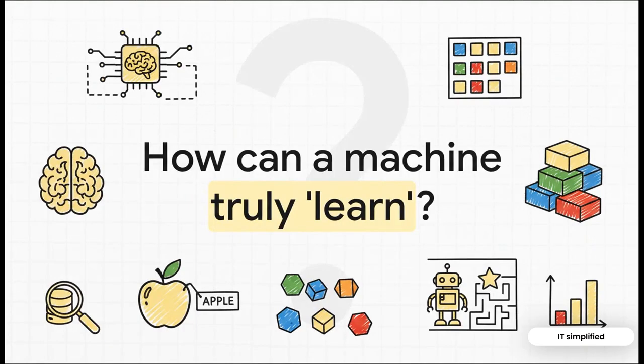So, let's just get right to the big question, the one that kind of hangs over this whole topic. How in the world can a machine actually learn? I mean, it feels like magic, doesn't it? A bunch of code and circuits learning? Well, it's not magic, but it is a really cool and logical process.